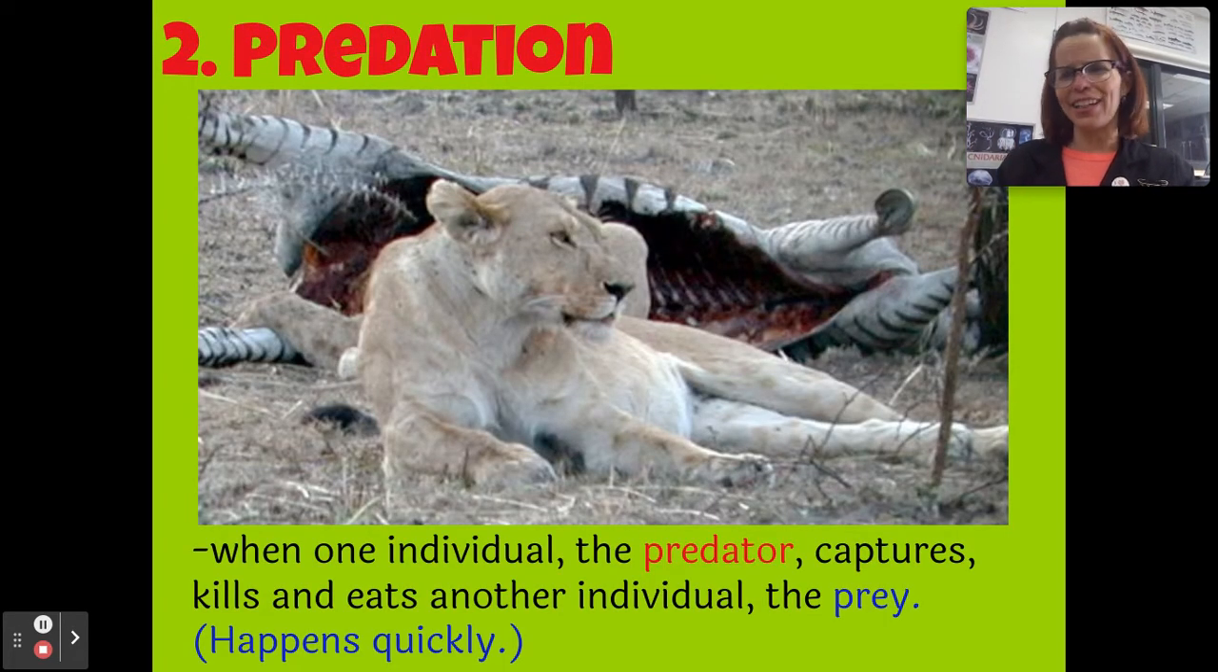All right, predation. You've all heard of this. This is when one individual called the predator captures, kills, and eats another individual called the prey. And I'm going to tell you that it happens quickly because we're about to learn about something called parasitism, where again, there's an organism that eats another, but that happens really gradually. So predation is more like hunting, capturing, eating, killing. It all happens super fast.